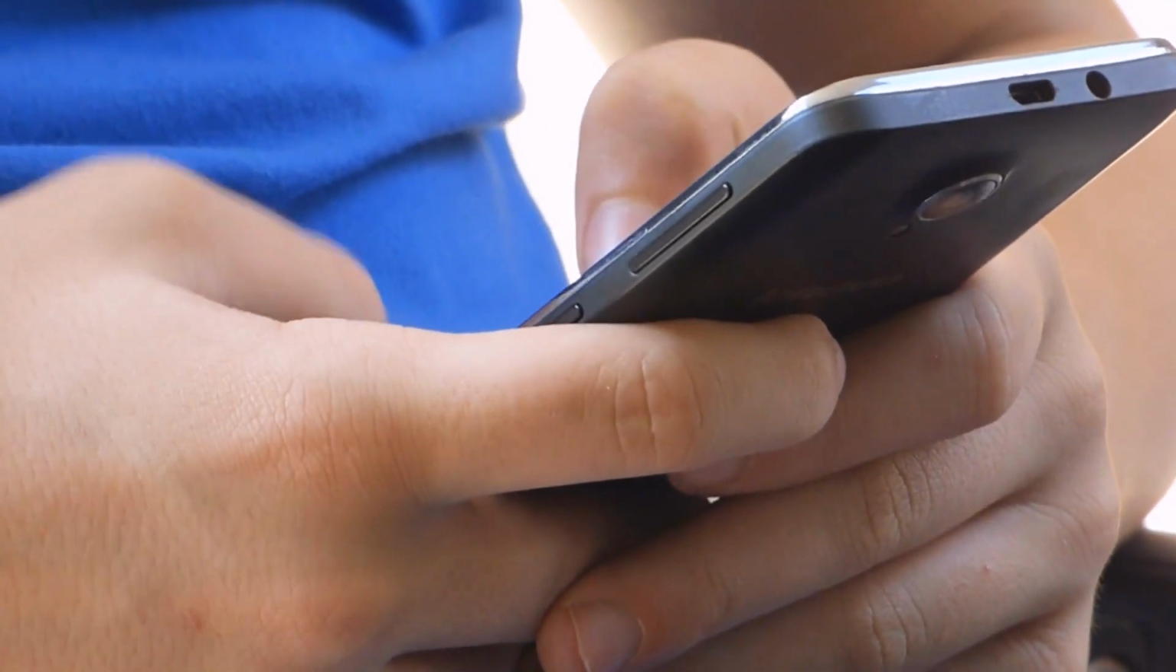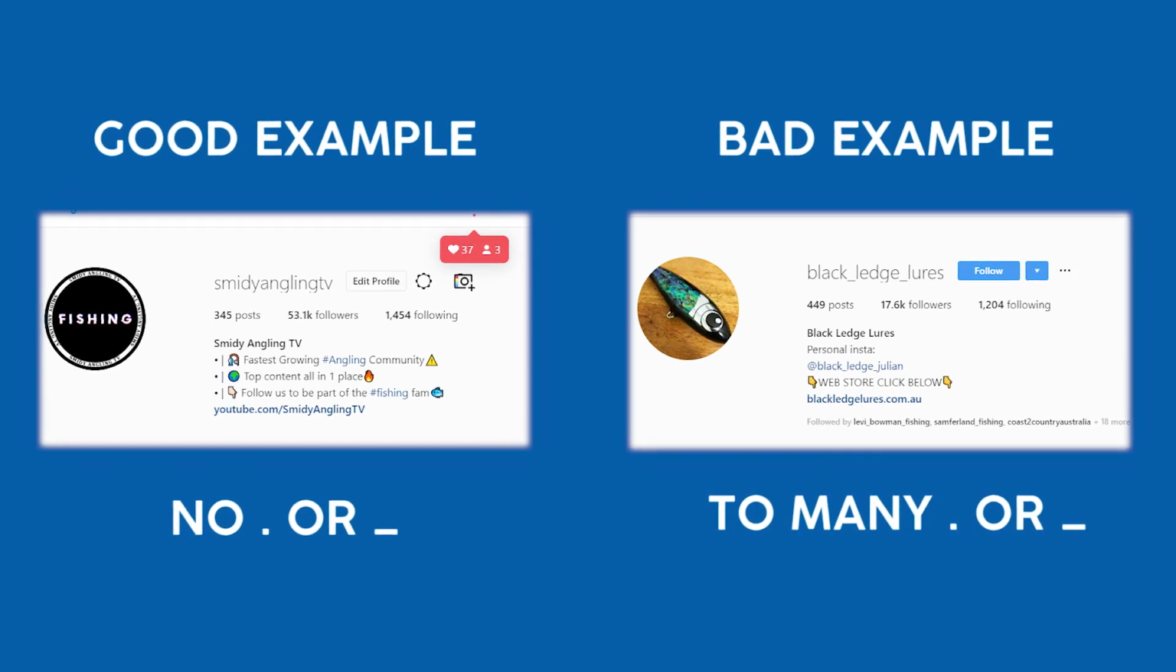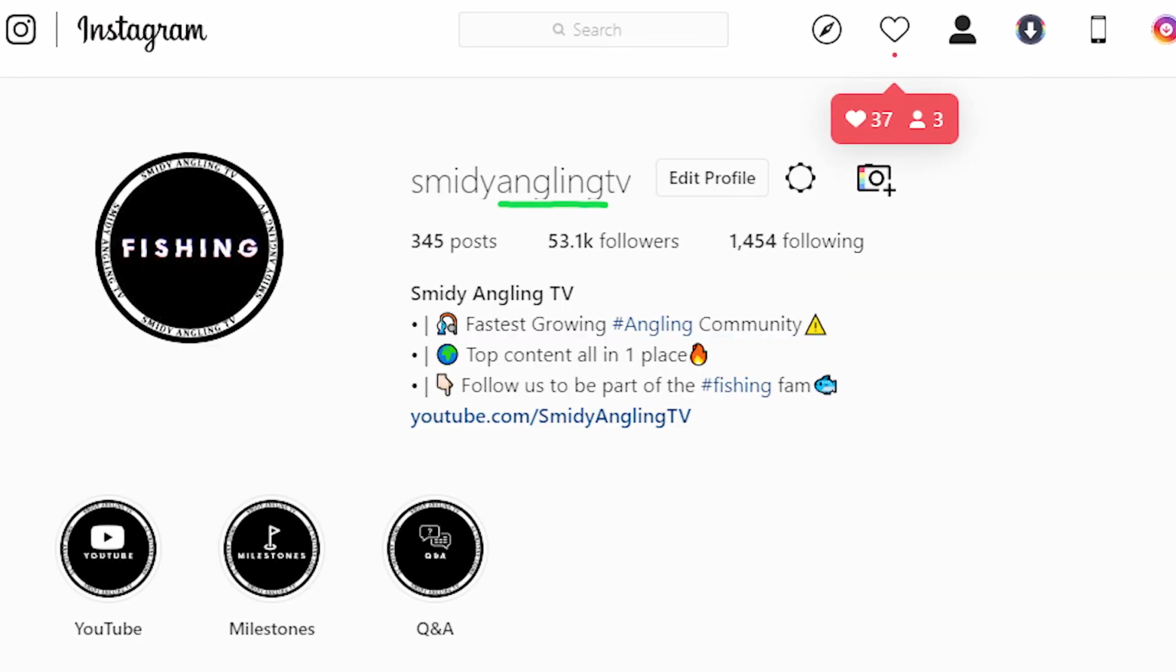So let's start. Grab your phone and follow these steps as I share them with you. My first tip is to make sure your page is ready for success and optimized to grow in your specific niche. Let's start with your profile. Your page username and name should ideally not contain any full stops or underscores. You want to keep it as short and clean as possible.